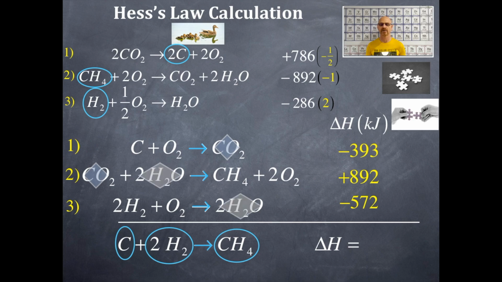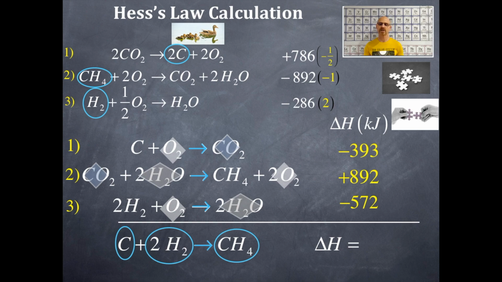What else do I have to cancel out? I have 2 waters. In equation number 2, I have 2 waters on the reactant side. Equation number 3, I have 2 waters on the product side. They both cancel out as well. Now, what else cancels out? In equation number 1, I have oxygen on the reactant side. Equation number 3, I have oxygen on the reactant side, for a sum total of 2 moles of oxygen on the reactant side. Equation number 2 has 2 moles of oxygen on the product side. All of those oxygens cancel out. And what remains that I haven't canceled out? Exactly what's on the net equation. That is a carbon plus 2 moles of hydrogen produces 1 mole of CH4.